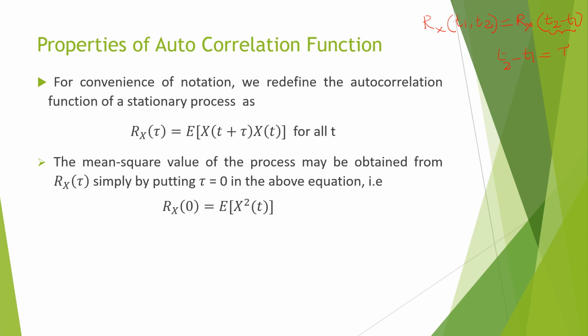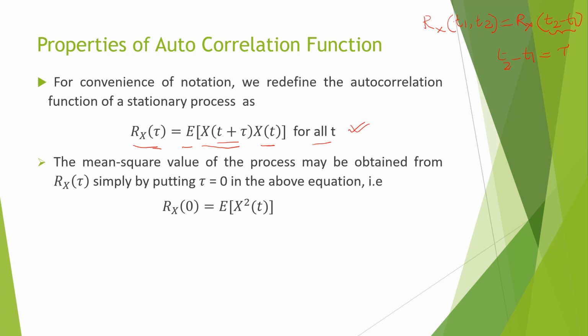In that case, we can rewrite the equation for autocorrelation as Rx(tau) is equal to the expectation of x(t plus tau) and x(t) for all t. You can observe the time difference between t plus tau and t is tau. So we can alternately write the autocorrelation function for a stationary random process this way.